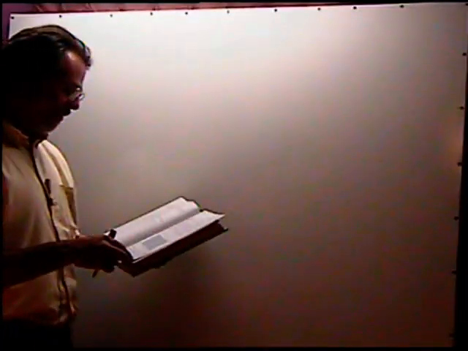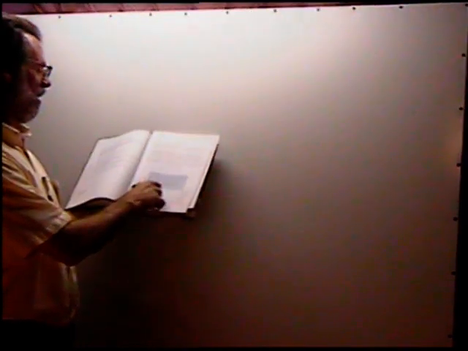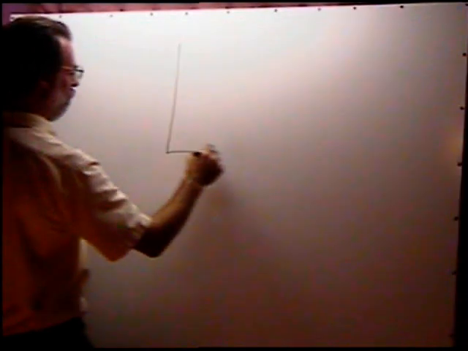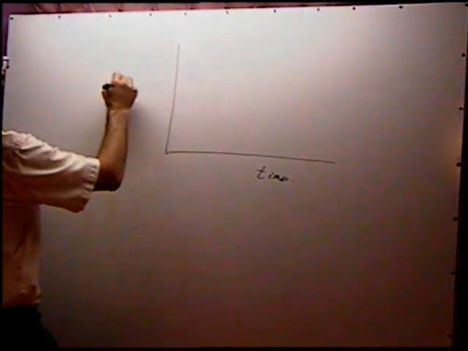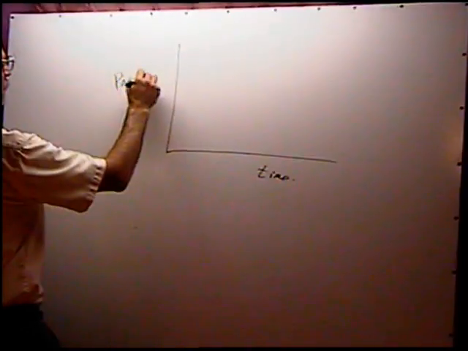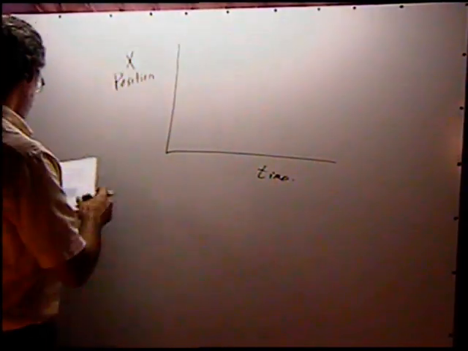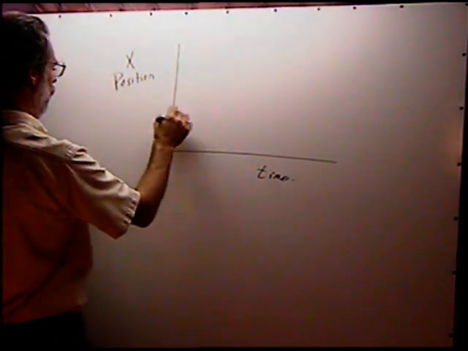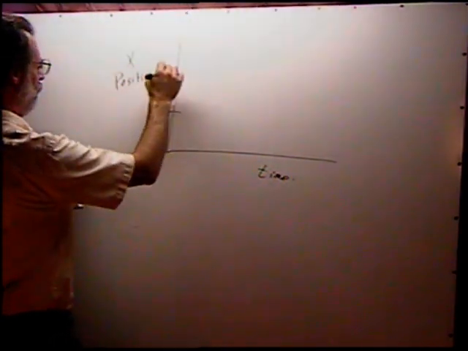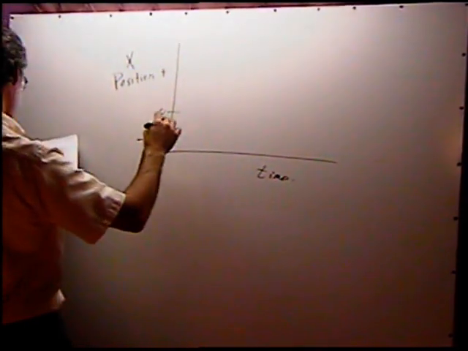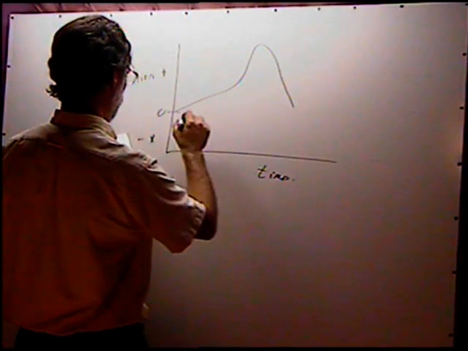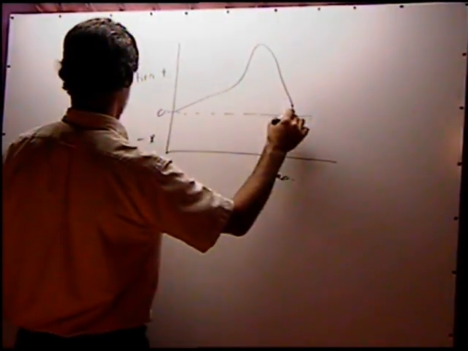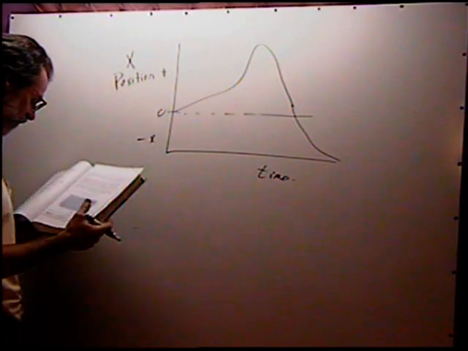Problems 5 and 6 refer to this figure that's on page 35. It's a plot of time on the x-axis versus position, which is x in the y. It starts at 0, is plus x and minus x, and it looks something like this. It crosses the x-axis, and then it comes down here like that.